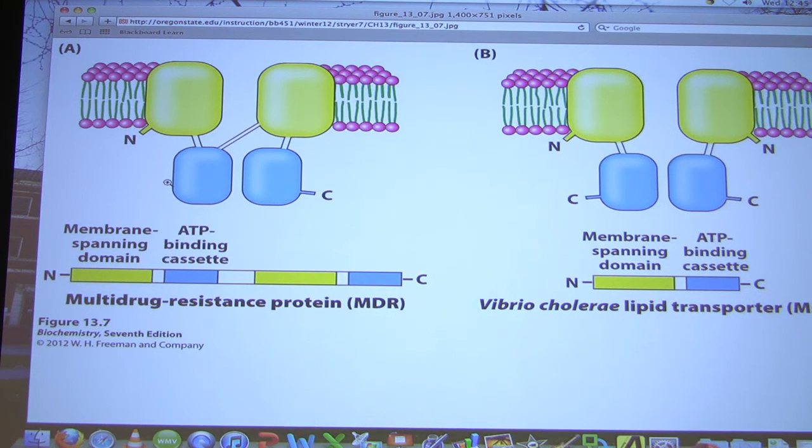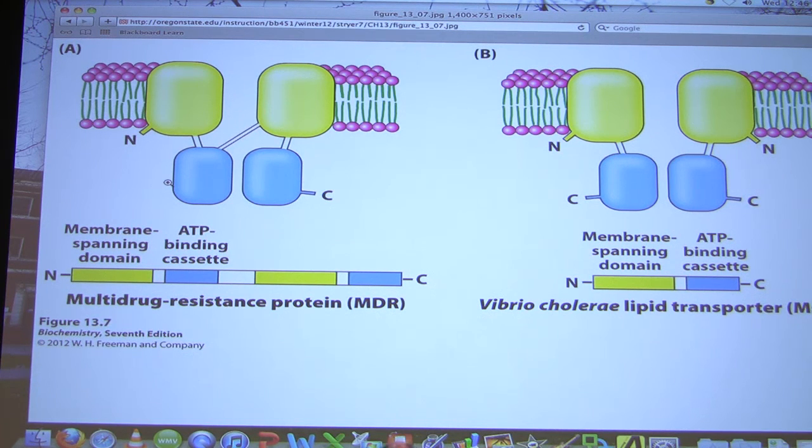ABC transporters use a different mechanism. They do not use phosphoaspartate. We're not going to go into their mechanism. They have a schematic structure, something like what you see on the screen. My only purpose in showing you this is to let you know that there are other ways that ATP energy can be used to do pumping.